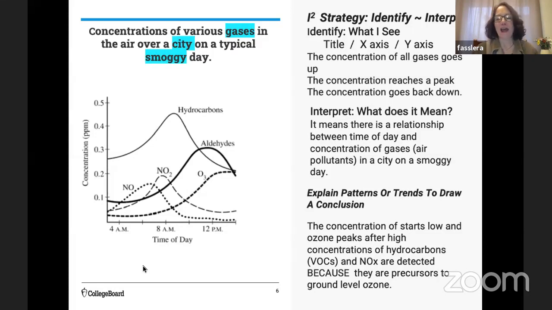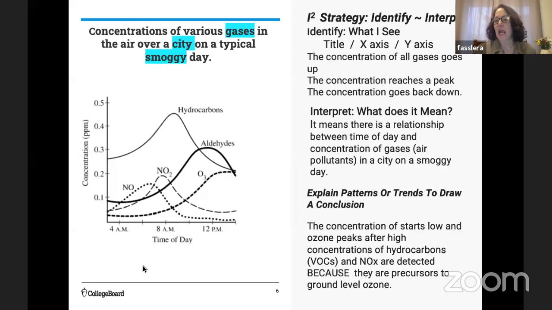So the first part of that I-squared is identify. What do I see? And I always like to look at the title of the graph and the labels of the X and the Y axis first. So what jumps out at me from that title? I got a bunch of lines there, but the lines are showing me something about gases. So I know this is going to be air pollution. It's over a city. So that's an urban area, not in a rural area.